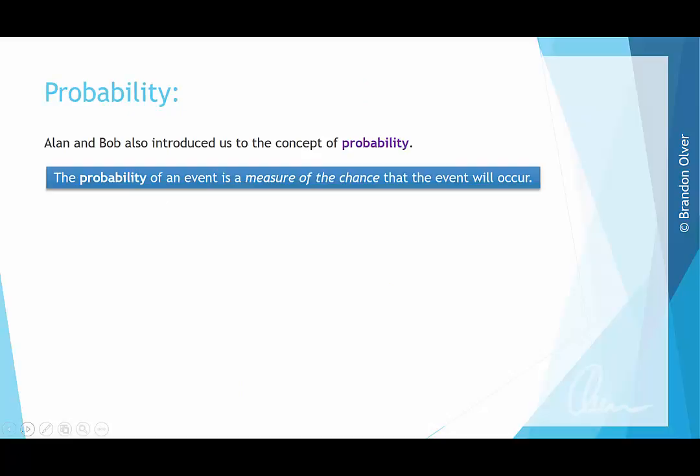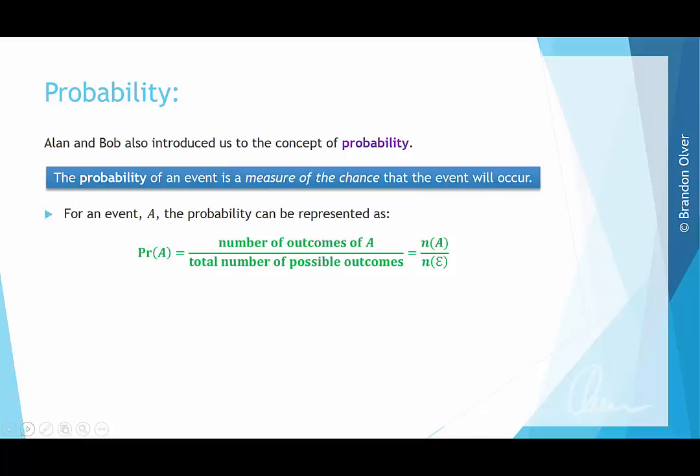So the probability of an event is simply a measure of the chance that that event will occur. So for an event A, the probability can be represented mathematically using this fraction. This says that the probability of A occurring is equal to the number of outcomes satisfying A over the total number of possible outcomes in the sample space.